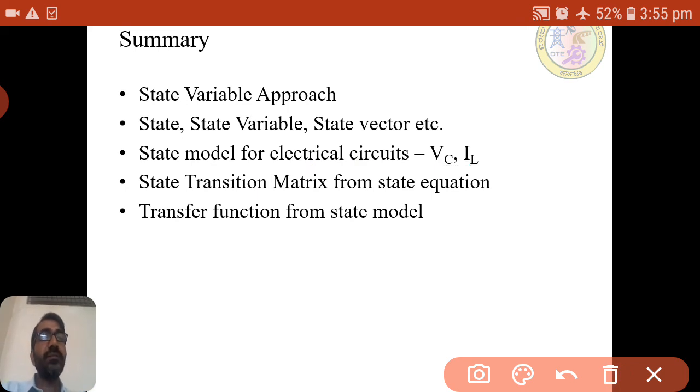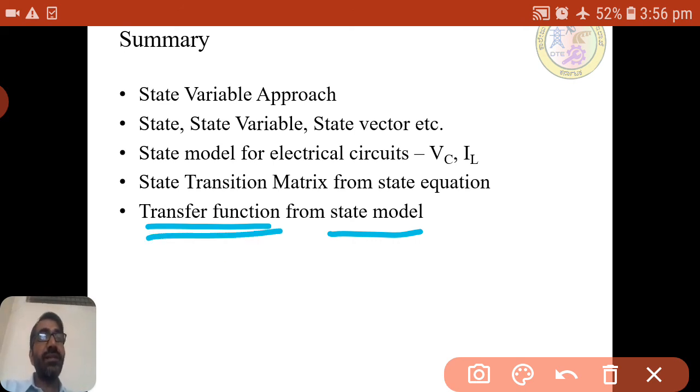After developing the state model for a given electrical circuit, we saw how to find the state transition matrix from the state equation. The state equation and the output equation are in matrix form, like A and B for the state equation, and C and D for the output equation. We also computed the transfer function from the state model, derived from the given state equation and output equation.